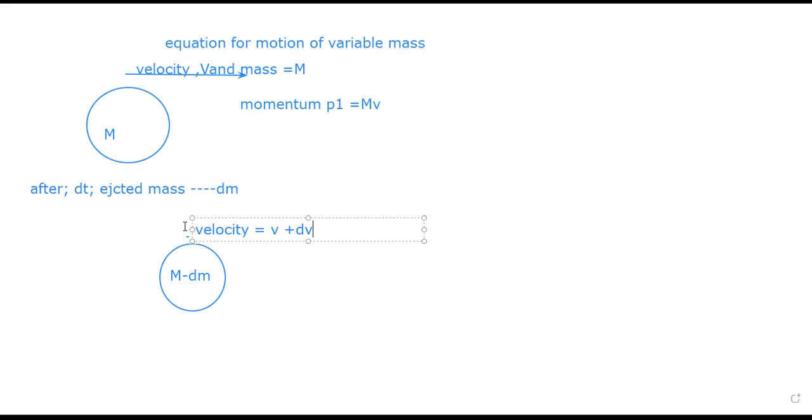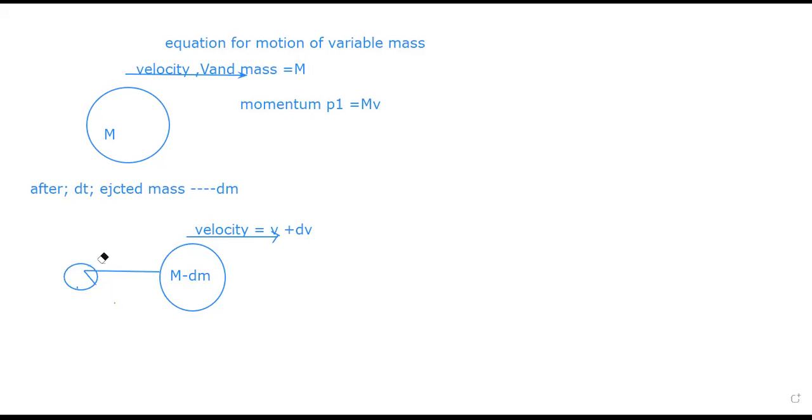And then, what about this dm? This is the mass dm which is ejected out. This mass is moving in the opposite direction. We will mention it like this. So this is the direction of the ejected mass, and we have to represent the ejected mass also. So this is the ejected mass here.